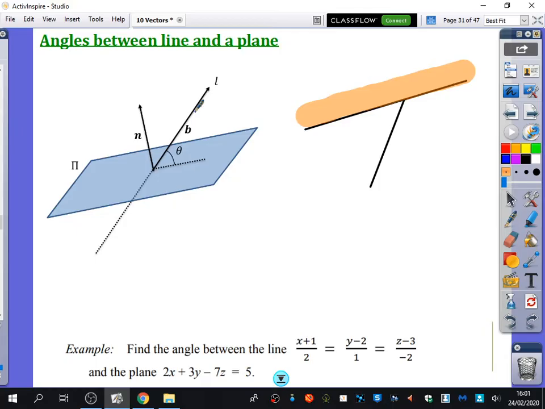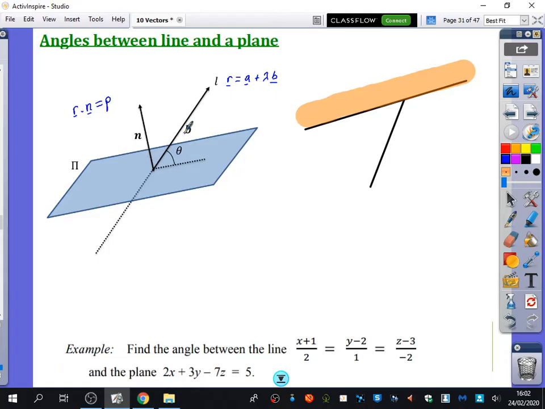What do you think the vector B is for the line? Good, it's the direction. B is the direction of the line. So our line is probably something like R equals A plus lambda B. And our plane is just R dot N equals P. So the things that I'm interested in are N and B, okay?